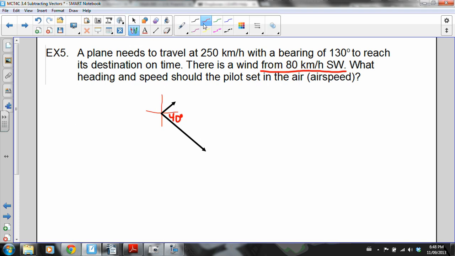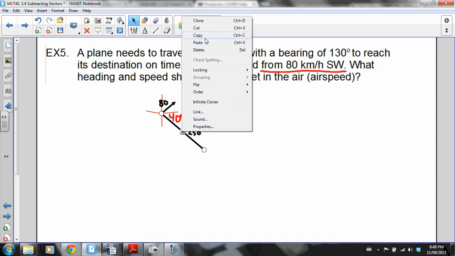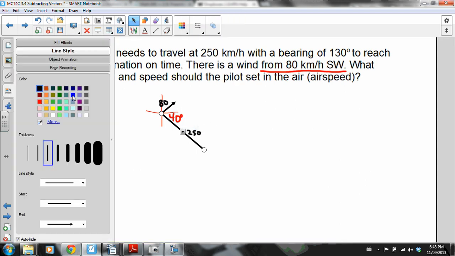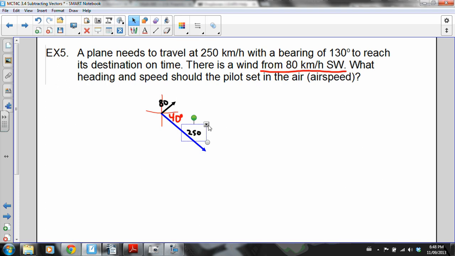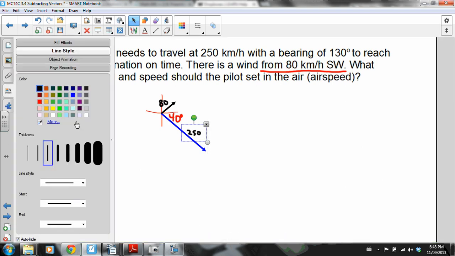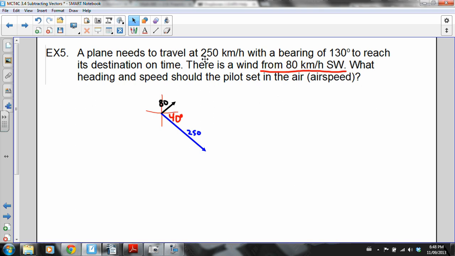So here my wind is 80, and this has got to be 250. So this has got to be the answer. I'm going to make that one blue, because my angles were red, and that's my answer. Because what I need to figure out is what direction the plane should head at, so that the wind puts it back onto this course.